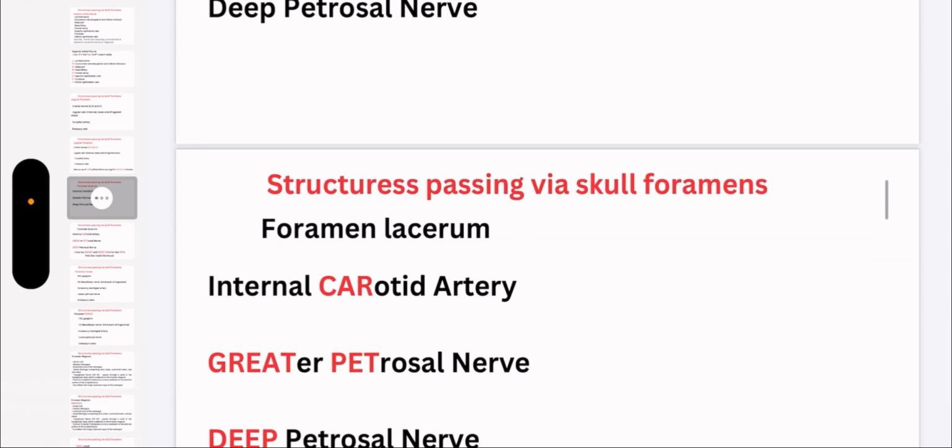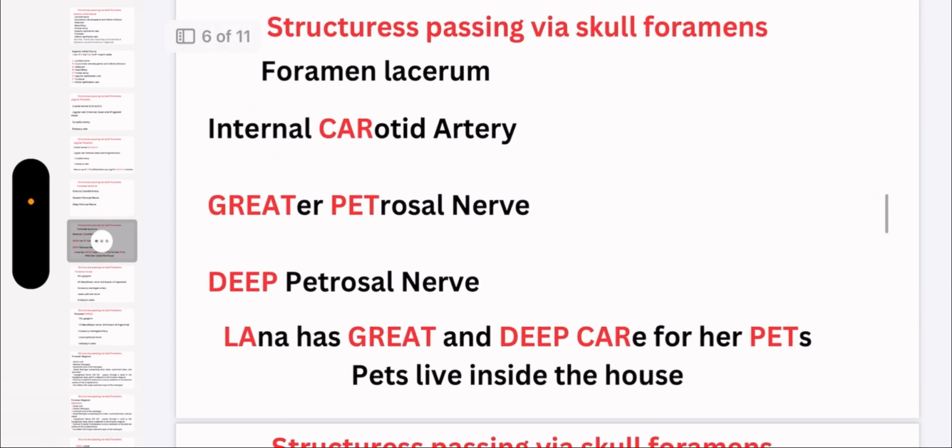And the most important structures passing via foramen lacerum are the internal carotid artery, greater petrosal nerve, and deep petrosal nerve. How can you remember this one? You can remember it by remembering the mnemonic: Lana has great and deep care for her pets.